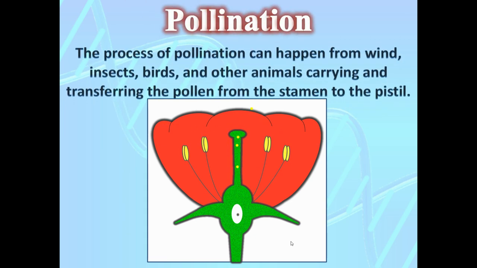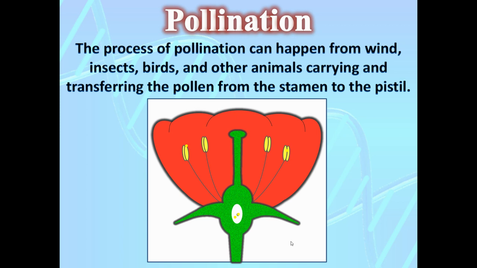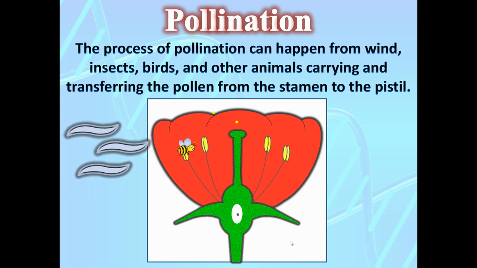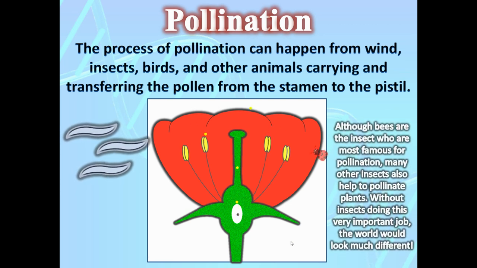Pollination. The process of pollination can happen from wind, insects, birds, and other animals transferring the pollen from stamen to the pistil. Although bees are the insects who are most famous for pollination, many other insects also help to pollinate plants. Without insects doing this very important job, the world would look much different.